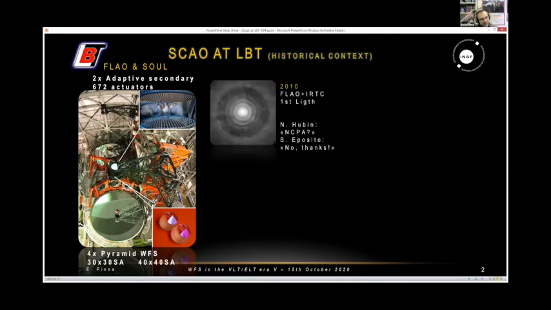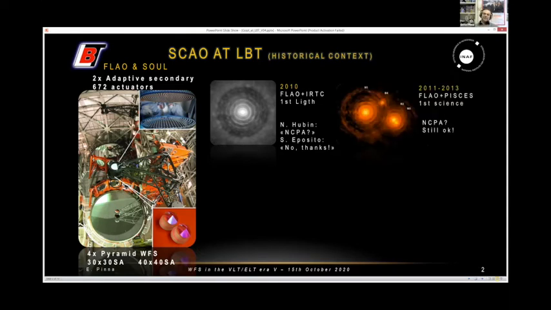So we had the first light with FLAO and the infrared test camera in 2010. And this is an example of the PSF. And when Norbert asked, how do you deal with the NCPA? Simone was just saying, no, we don't have NCPA. So the camera was just simple and nice and no need of any NCPA correction. And then 2011 arrives at a temporary camera because our official instrument was a bit late. So we had the Pisces. And again, the camera was so nice and simple because it was a simple imager. And we had no need for NCPA.